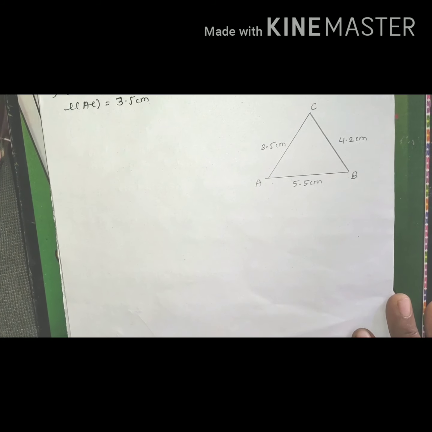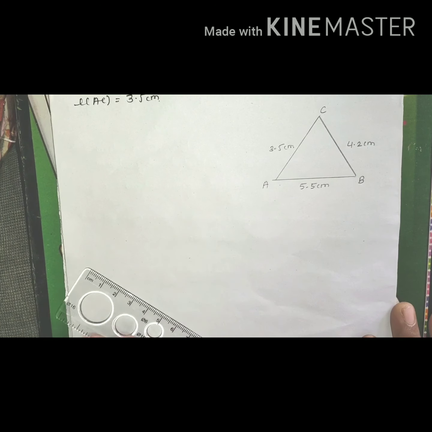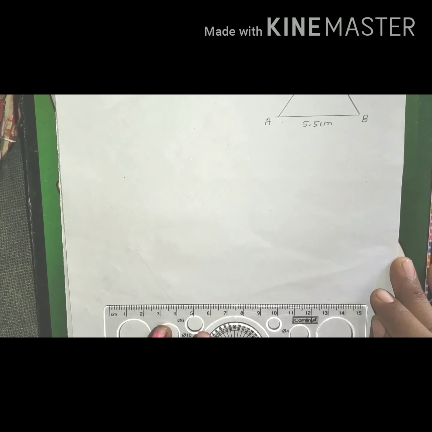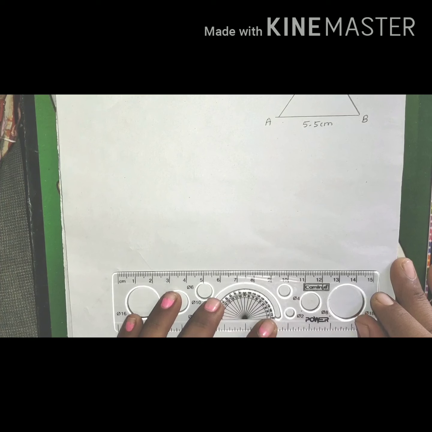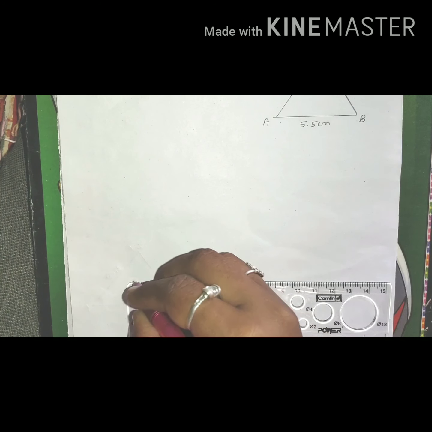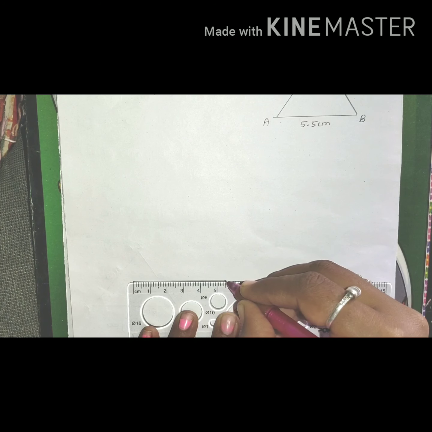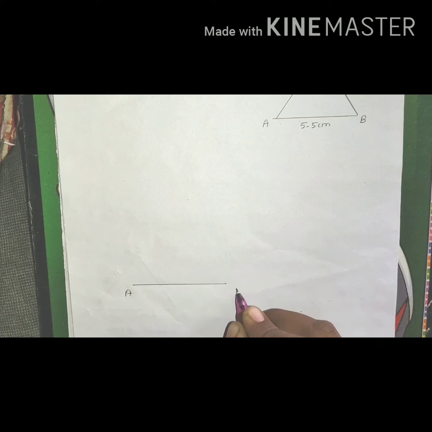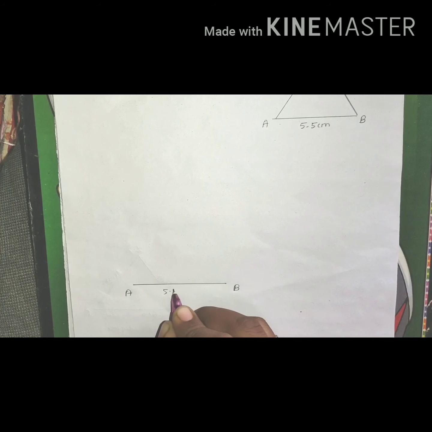So here, take a scale. In that scale, draw the base of length 5.5 centimeter. So here we have 5.5. Name it as AB. Length is given as 5.5 centimeter.